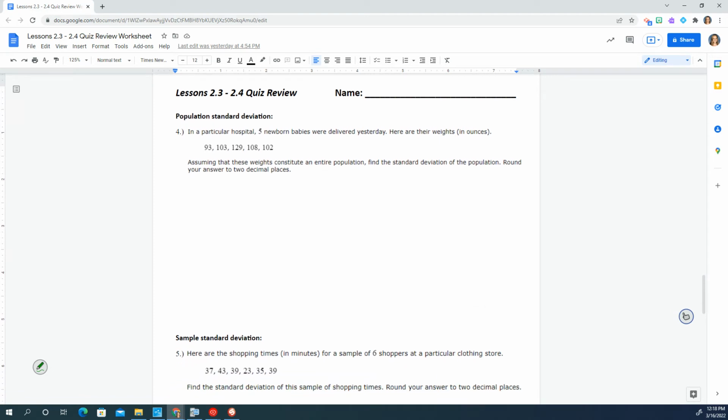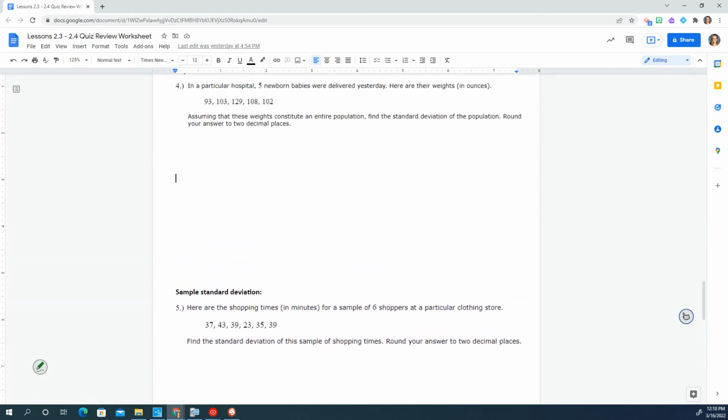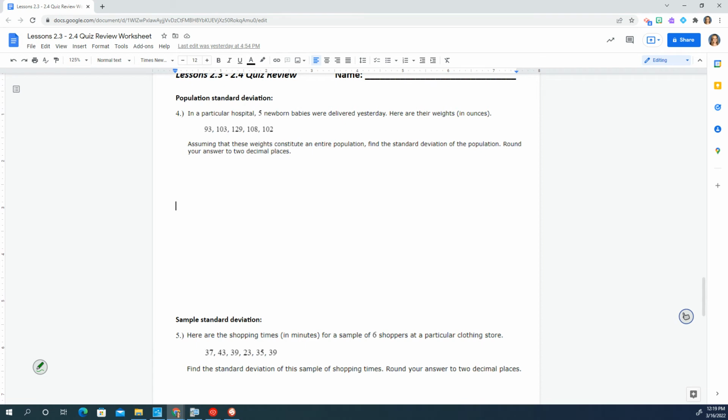Okay, the reason I know this is a population is that it will say so. It says, in a particular hospital, 5 newborn babies were delivered yesterday, and here are their weights in ounces. Assume that these weights constitute an entire population, because that was all 5 of the babies delivered yesterday. So that's the whole population. Find the standard deviation. Okay, first step, find the mean.